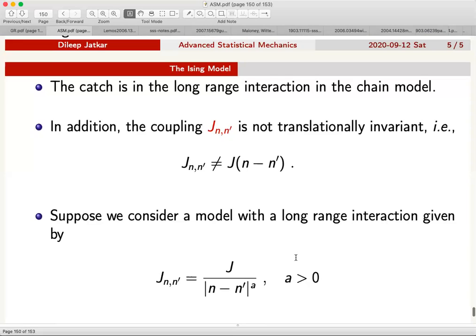So what we are going to do is to find an argument for A. I mean, find a range of A for which the phase transition will not be possible, and find a range of A for which it will be possible. That is the exercise today.